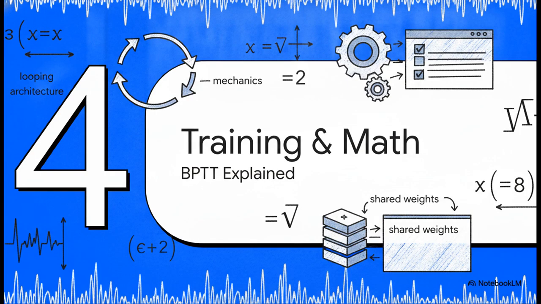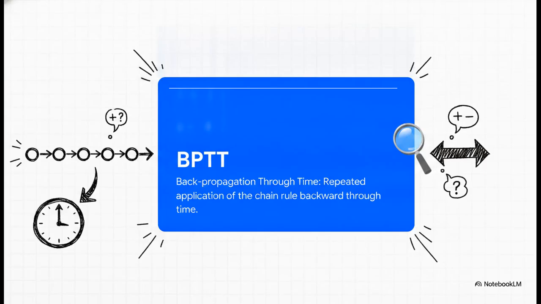Section 4. Training and the math. Backpropagation through time. Okay, training an RNN introduces a method called backpropagation through time, or BPTT. Now, don't let the sci-fi name fool you. BPTT is literally just standard backpropagation using the chain rule applied recursively.